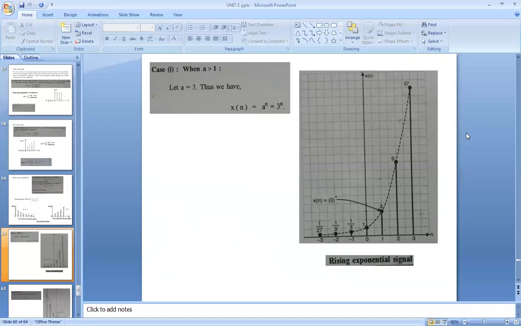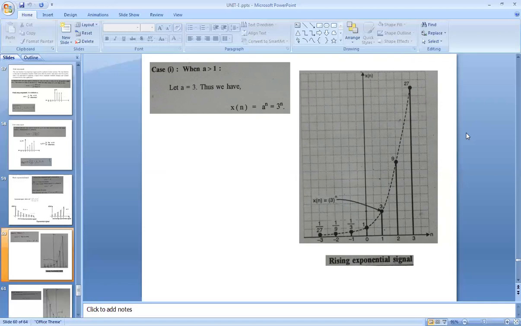Here we consider x of n is equal to a raised to n, where the value of a is 3. Now we find the value of x of n for different values of n. We consider n varying between -3 to 3, meaning n is equal to -3, -2, -1, 0, 1, 2, and 3. Now n is represented on the x-axis and x of n is represented on the y-axis. Now we consider when n is equal to 0.